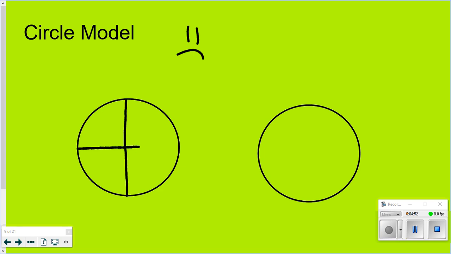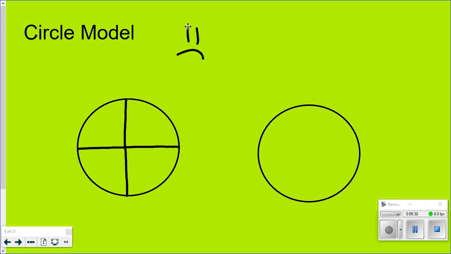So let's draw a circle and let's split it into fourths. I start by splitting in half. And then I split in half the other way. That way I know my pieces are equal. Can I do fourths like this? No. Can I do my fourths like this? No, I cannot. Those pieces are not equal. You cannot do it that way.